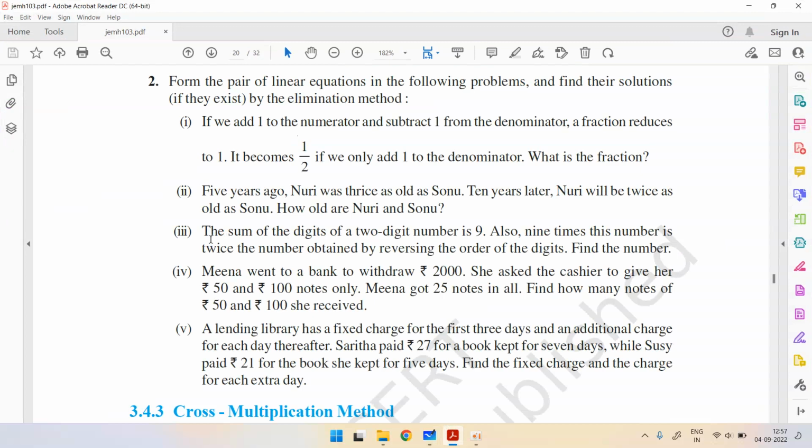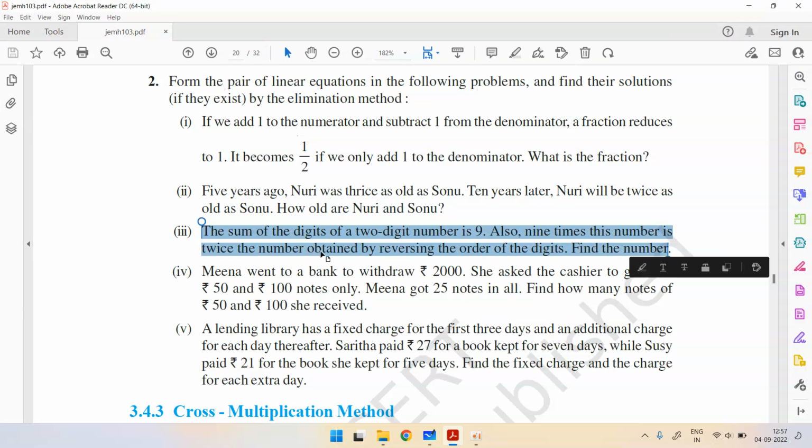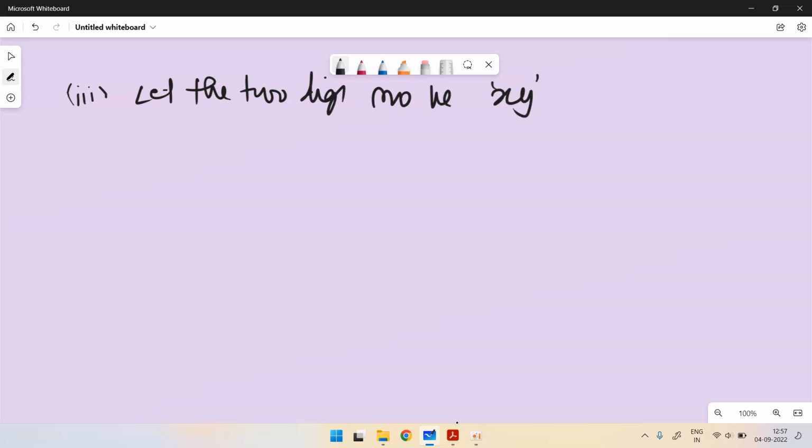Now next is: the sum of digits of a two-digit number is 9. Also, 9 times the number is twice the number obtained by reversing the order of digits. Find the number. So it asks about a two-digit number. This is the third part. Let the two-digit number be xy. So the number is expressed as 10 into x plus y.